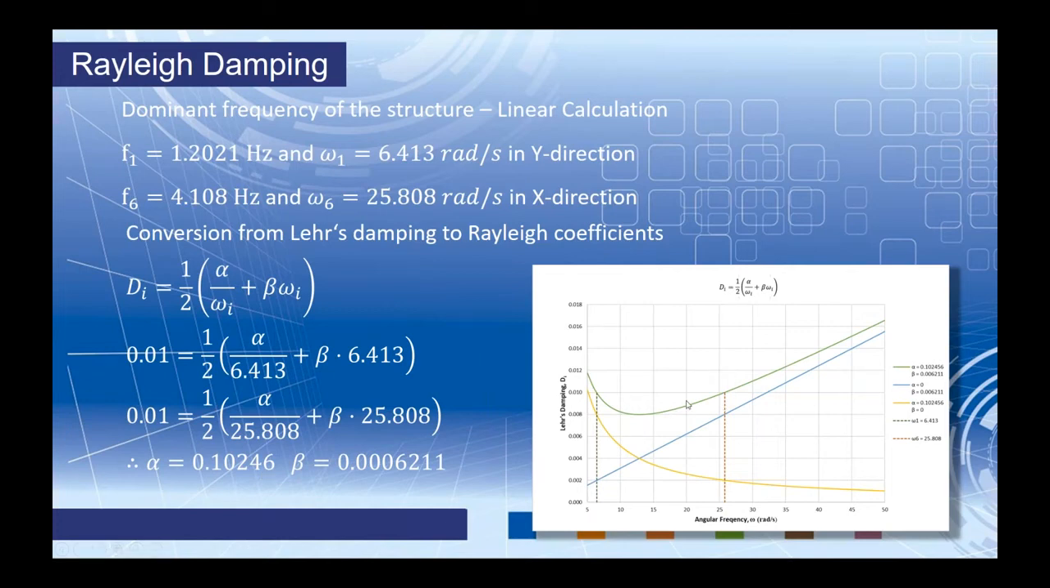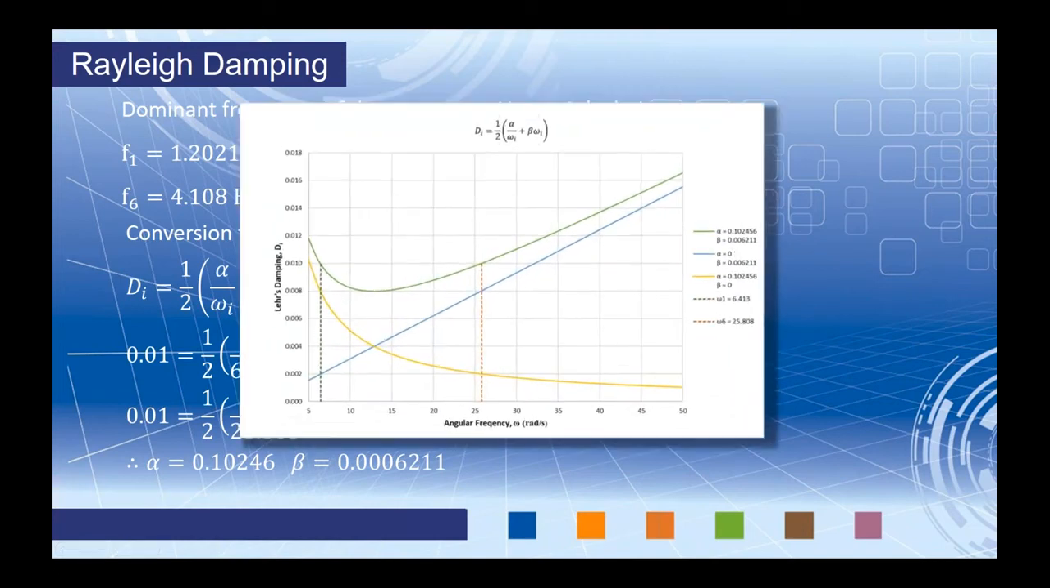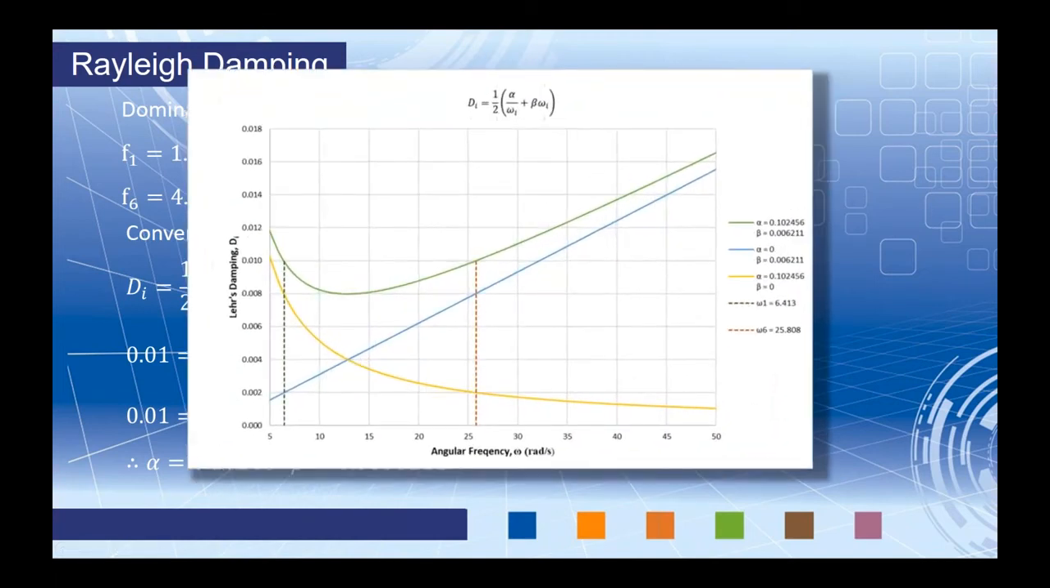Now, I do want to point out this graph here in a little bit more detail because I find it somewhat interesting. This graph is actually what you'll find in a lot of literature that goes into detail about dynamic analysis and damping considerations. And this is actually our Rayleigh damping plotted on a graph here for our structure today. So Lehr's damping is on the vertical axis. On the horizontal axis, we have the angular frequency.